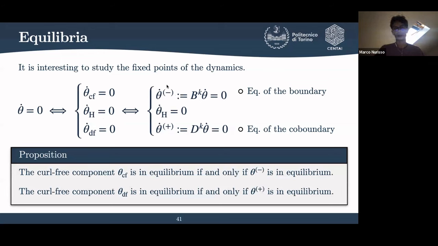So theta minus is like the boundary of the phases, so the projection through the boundary matrix on the nodes, the k minus 1 simplices, while theta plus is on the k plus 1 simplices. Think of, in the case of edges, the triangles. And we get that the curl-free component is in equilibrium if and only if theta minus is in equilibrium, and the same for the plus component.